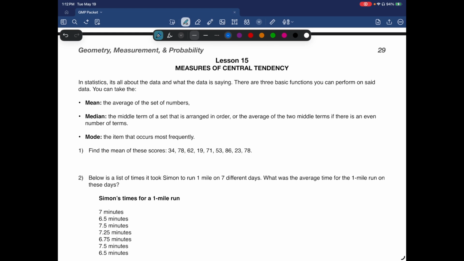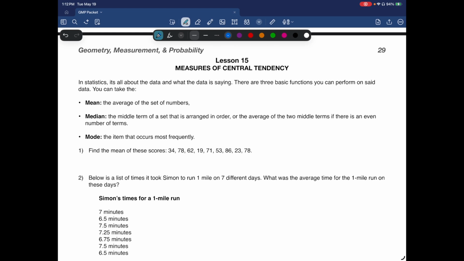The mean is simply the average of a set of numbers. So you add up all the numbers in the set, and you divide by the number of terms in that set. So the sum over the number of the terms. The median is simply the middle term in a set of arranged numbers, and they must be arranged from low to high. If you have an odd set of numbers, it's going to be directly in the middle. And if you have an even set of numbers, it's going to be the average of the two middle terms. And the mode is simply the one that occurs the most often.